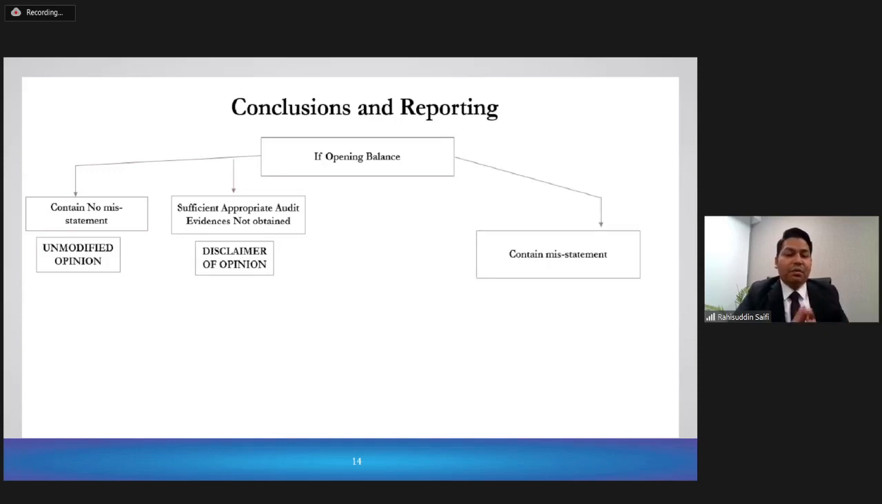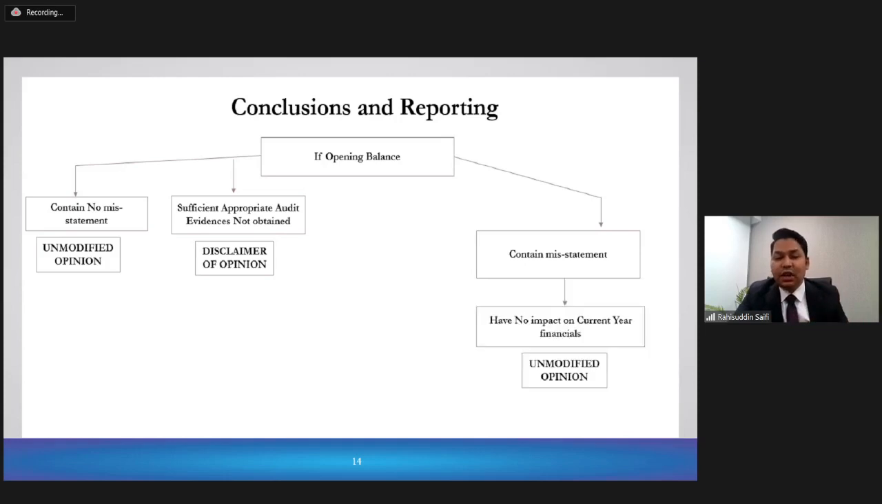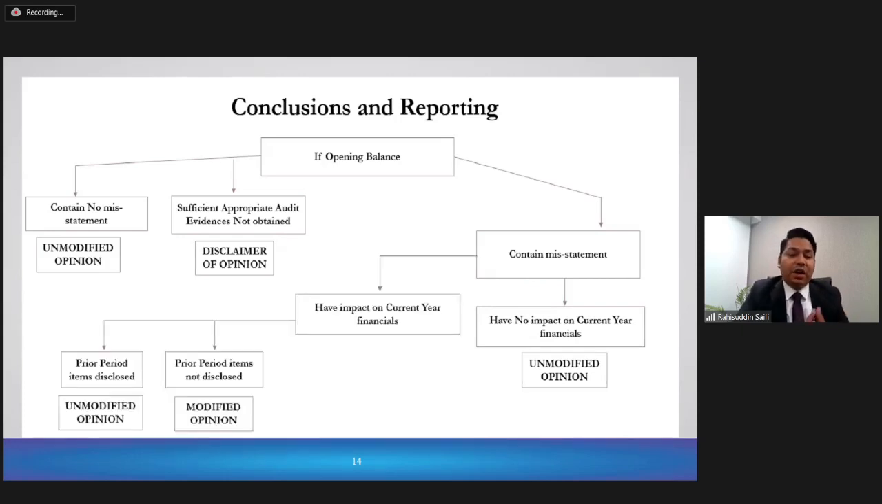And if opening balances contain misstatement, I am not saying material misstatement, I'm saying contain misstatement, then if having no impact on current year financials, then unmodified opinion. If having impact on current year financial statements and the impact of the opening balance misstatement is considered during the current year, then unmodified opinion. And obviously the fact of that misstatement is disclosed in the financial statements.